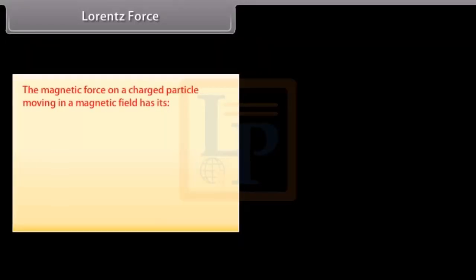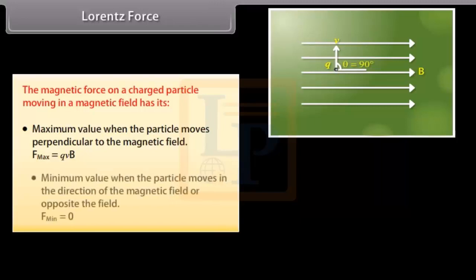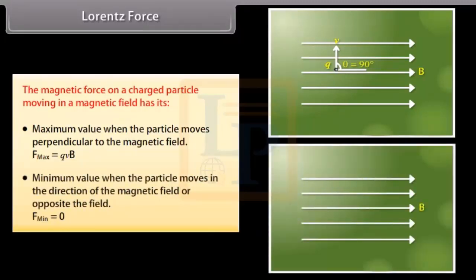The magnetic force on a charged particle moving in a magnetic field has its maximum value when the particle moves perpendicular to the magnetic field. F max = qvB. Minimum value when the particle moves in the direction of the magnetic field or opposite to the field. F minimum = 0.